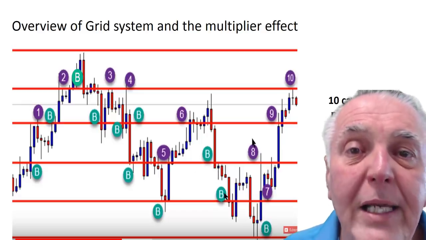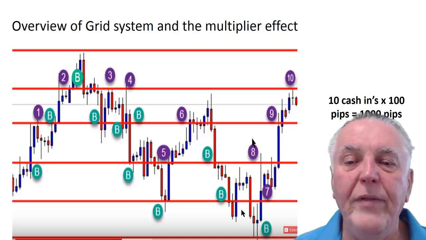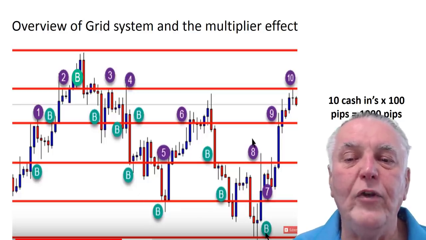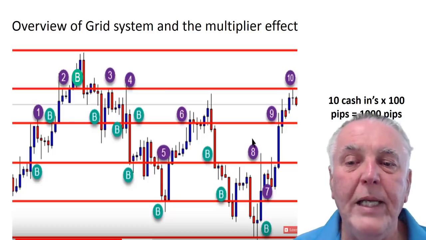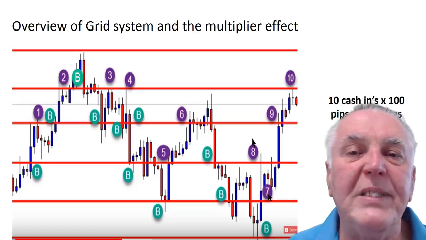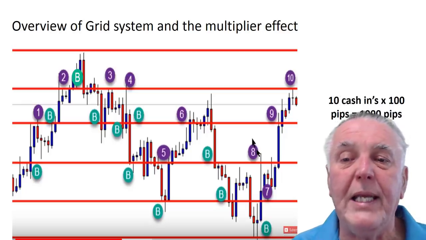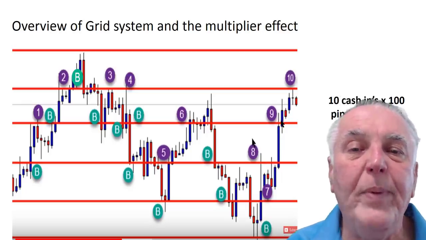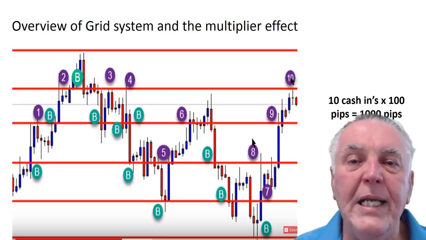It goes down again and you open another buy because that buy has been cashed in, and then it goes down and touches the bottom grid level and you buy again. Then it goes up to the next one and you cash in, and now we're already at cash in number 7. And then you see the price shoots up even further and we cash in again at number 8. And then it goes up again and you cash in at number 9. And it goes up again and you cash in at number 10.